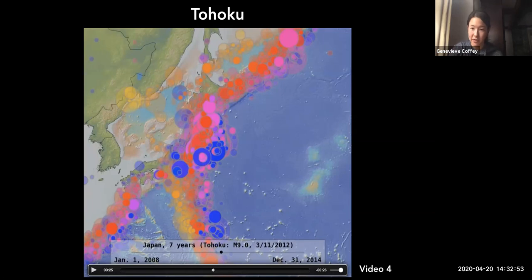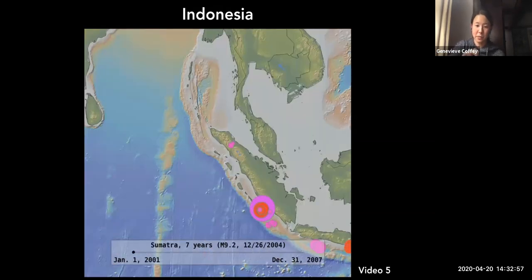I'm going to zoom into the last region that we're going to look at, which is Indonesia. And this is where we saw that magnitude 9.2 earthquake that completely swamped the screen earlier in that global seismicity video. And this is the last time I'll get you to watch through the video. Write down what you see, what you think, how this is different to the last video, or what you think might be similar, and we'll talk about it afterwards.